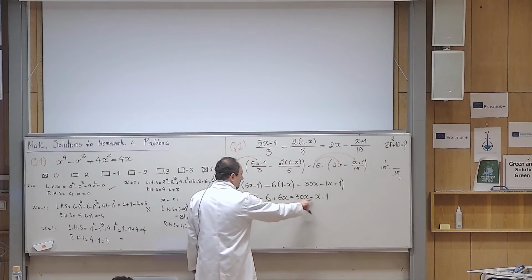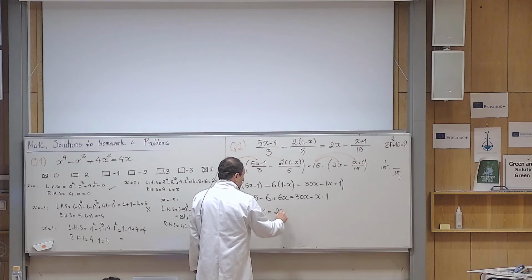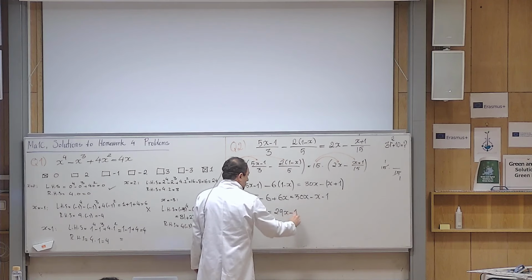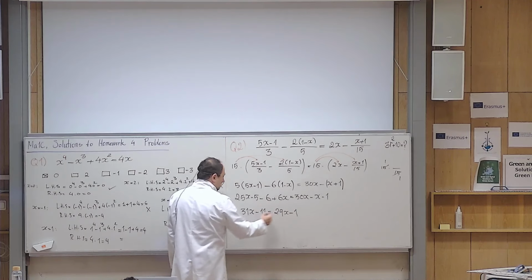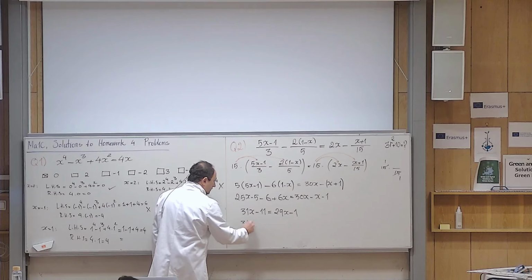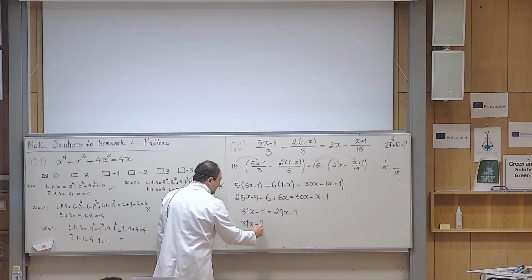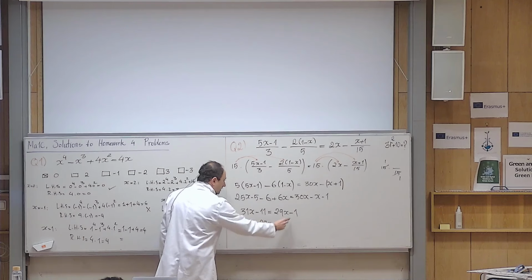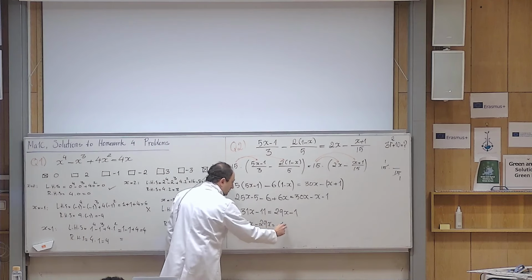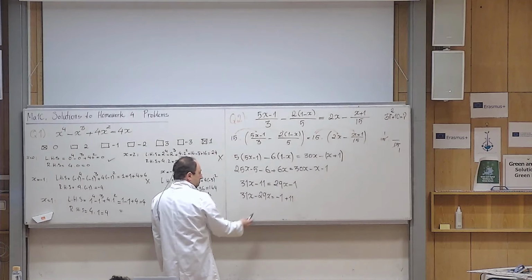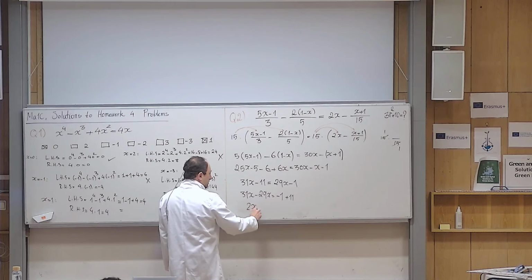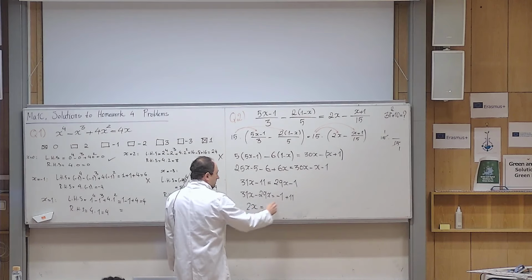And here I have 29x, and then I have a minus 1. Then you know the rule. I move this to the left, I move this to the right. So 31x is already there. I move this to the left, it becomes minus 29x. Minus 1 is already there. I move minus 11, it becomes plus 11. Yes? So this number is 2, and that number is 10.